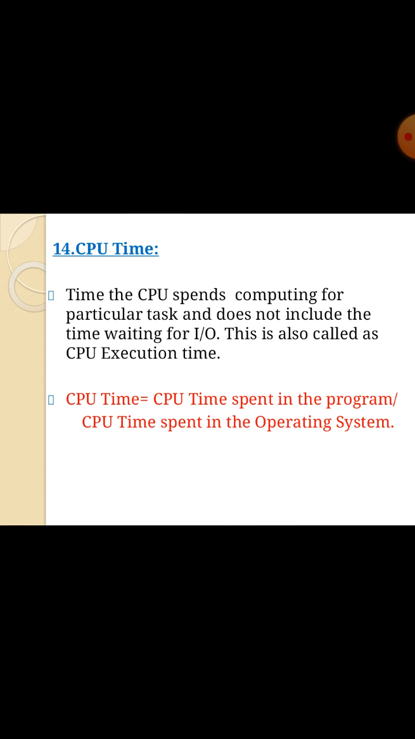Next one, CPU time. The time the CPU spends computing for a particular task, and it does not include the time waiting for input and output. This is also called CPU execution time. The formula is CPU time equals CPU time spent in the program plus CPU time spent in the operating system.